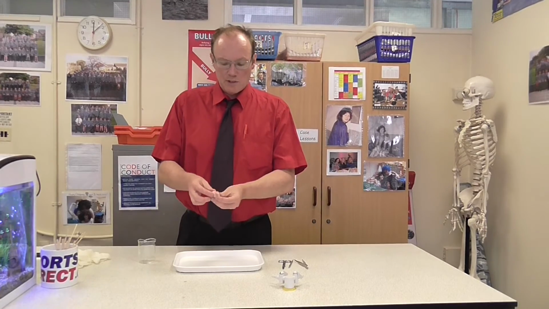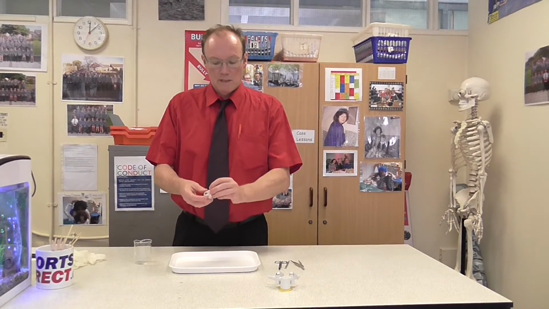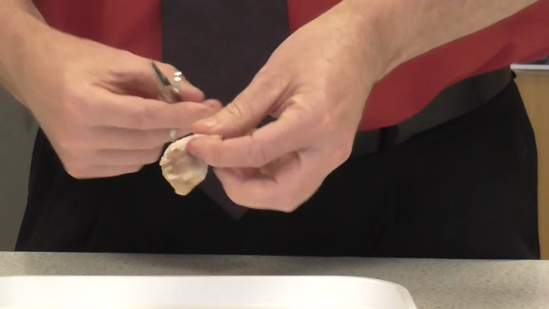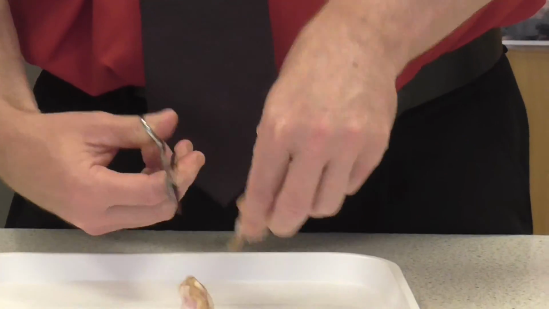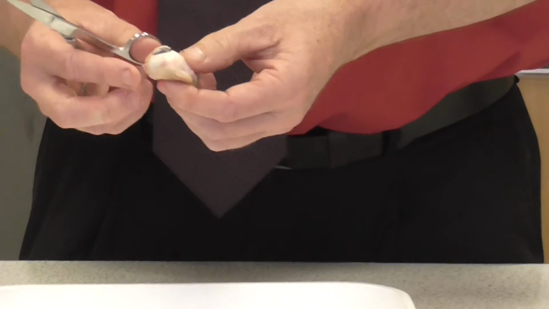If you look at the outside of the eye, you'll notice there are some strong muscle groups. First of all, I need to remove that muscle. So here I am removing these muscles from the outside. Now, the muscles move the eye very quickly in different directions.